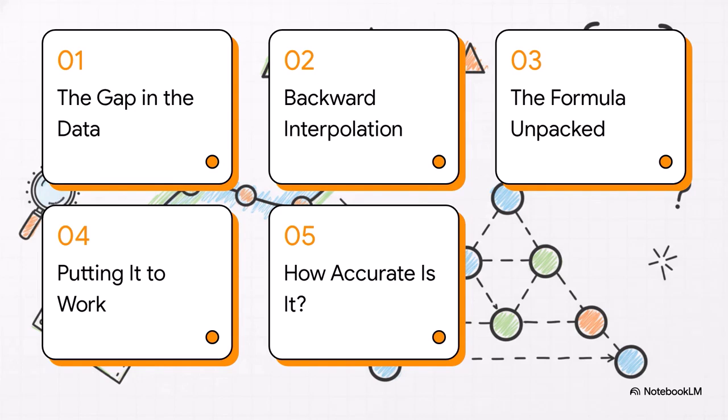So here's our roadmap. First, we'll lay out the problem. Then we'll introduce our tool for the job. That's backward interpolation. After that, we're going to unpack the formula behind it, piece by piece. Then we'll actually put it to work with a real example, and finally, we'll do a quick reality check on just how accurate this thing is.